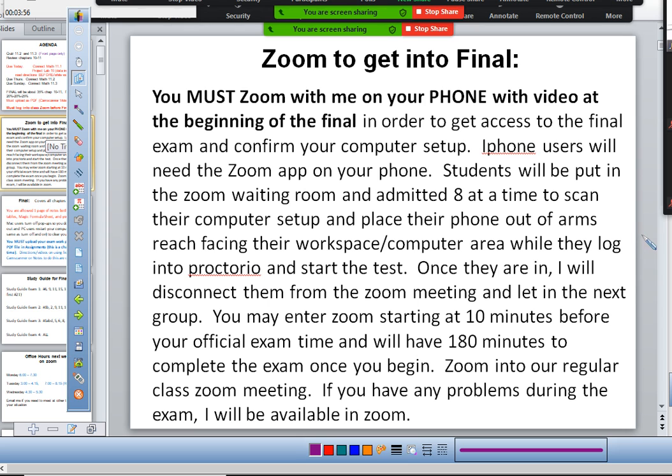iPhone users need the Zoom app on your phone. Students will be put in the Zoom waiting room and admitted 8 at a time to scan their computer setup and place their phone out of arm's reach, facing their workspace/computer area, while they log into Proctorio and start the test. Once they're in, I will disconnect them from the Zoom meeting and let in the next group. You may enter Zoom starting at 10 minutes before your official exam time and will have 180 minutes to complete the exam once you begin. Zoom into our regular class Zoom meeting. If you have any problems during the exam, I will be available in Zoom.